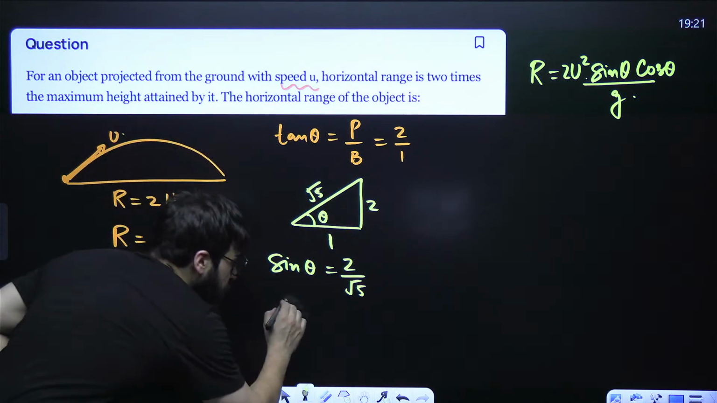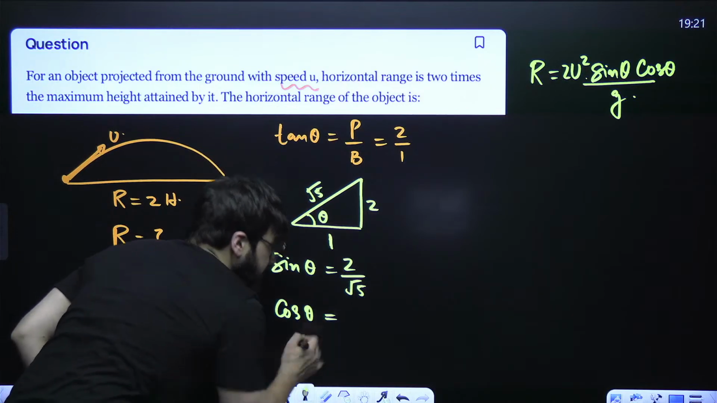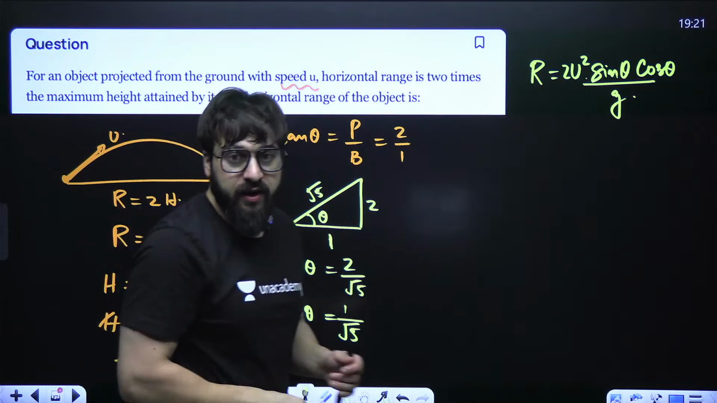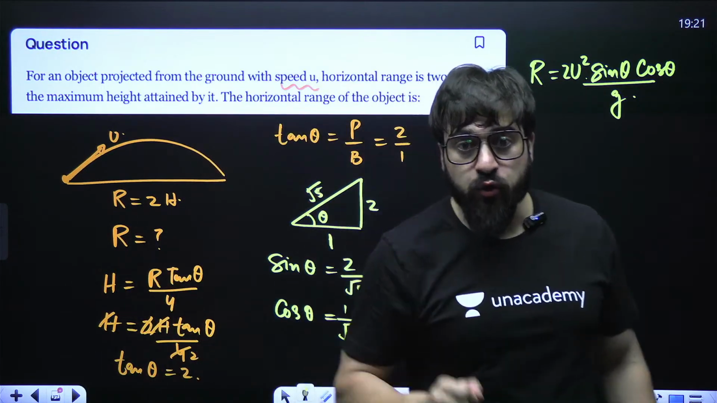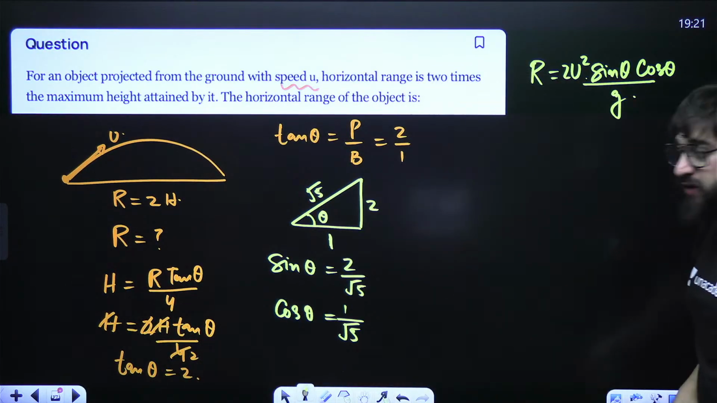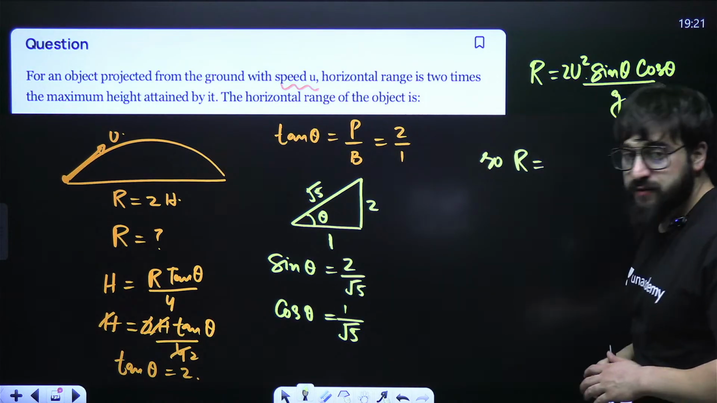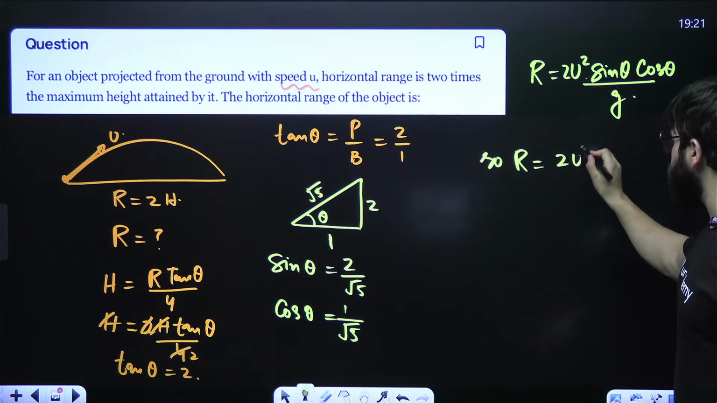What is the value of cos of theta? I say cos theta is base by hypotenuse, that is 1 upon root 5. That is 1 upon root 5 and 2 upon root 5. Now put it over here. So I can say when it comes to the range, I'll write over here that is 2u square.